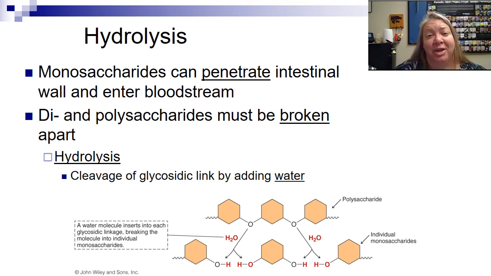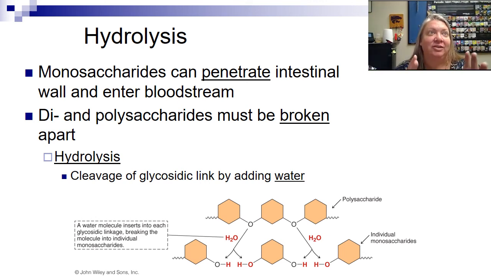For our body to be able to use those carbohydrates, we actually have to break down the polysaccharide into monosaccharides. The monosaccharides can penetrate the intestinal wall and then enter our bloodstream, so then they can start affecting all sorts of good stuff. So our disaccharides and our polysaccharides must be broken apart. The way that we do that is through a process called hydrolysis. This is a cleavage. Cleavage just means that we're going to break apart the glycosidic link.